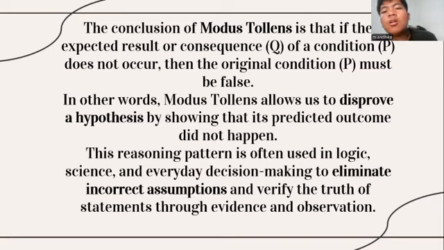Okay, the conclusion of modus tollens is that if the expected result or consequence of a condition P does not occur, then the logical condition P must be false. In other words, modus tollens allows us to disprove a hypothesis by showing that its predicted outcome didn't happen. This reasoning pattern is often used in logic, science, and everyday decision making to eliminate incorrect assumptions and verify the truth of statements through evidence and observation.